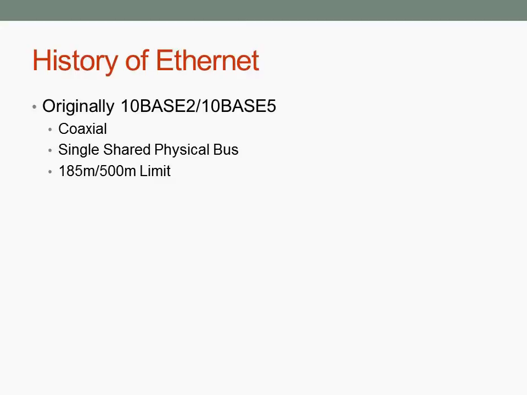10Base2 had a maximum cable length limit of 185 meters, and 10Base5 ThickNet had a limit of 500 meters. And if you wanted to go beyond that, you had to use some form of a repeater.